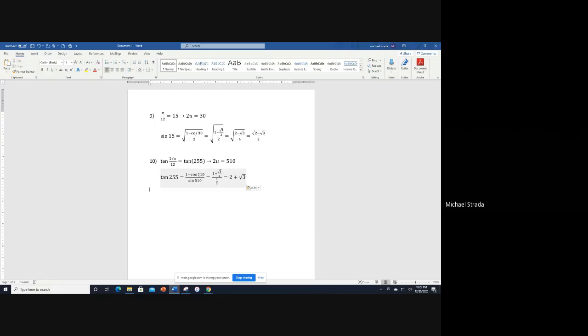The cosine of 150 is negative root 3 over 2. Subtracting negative turns it into a positive. So we have 1 plus root 3 over 2 over the sine of 510, which is positive 1/2 because that's the sine of 150. Dividing by 1/2 when you bring in reciprocals is multiplying by 2. So we end up with 1 times 2, which is 2. And then the 2's cancel out in the second part, giving us a final answer of 2 plus root 3.